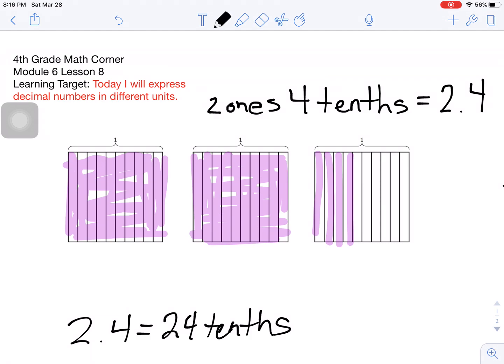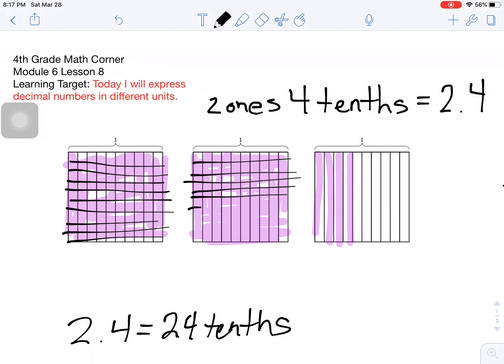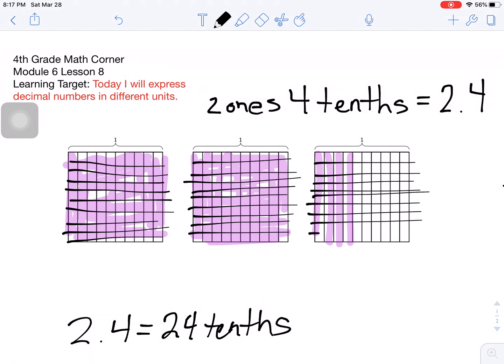So let's see. I'm going to keep it colored the same, but now I'm going to cut it into hundredths. So there's 1, 2, 3, 4, 5, 6, 7, 8, 9, 10, and again 10, and again 10. Now I already know that 100 hundredths makes a whole, and since these are my 2 wholes, I have 100 hundredths here, and 100 hundredths.